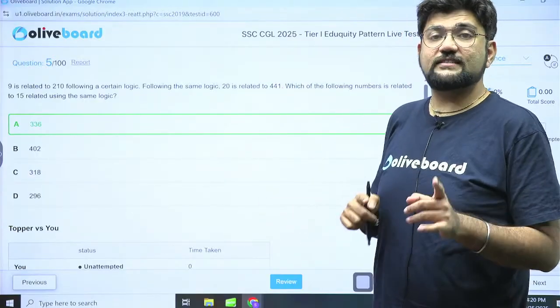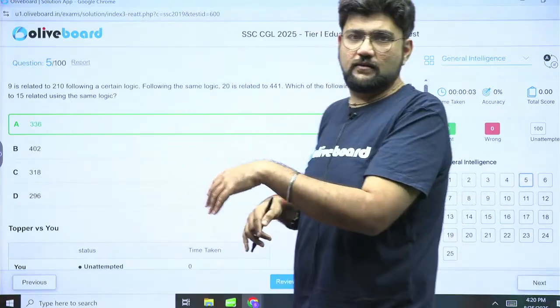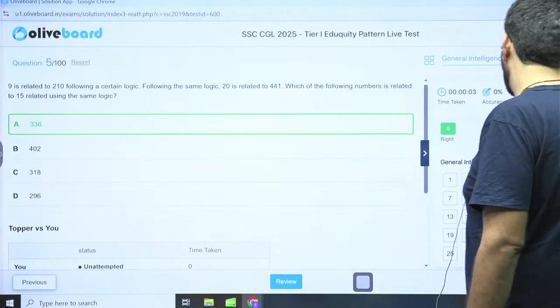So understand. The moment you see that initially there are a lot of difficult questions, drop them and start moving ahead. Take that risk. At least in the mocks, try to take that.